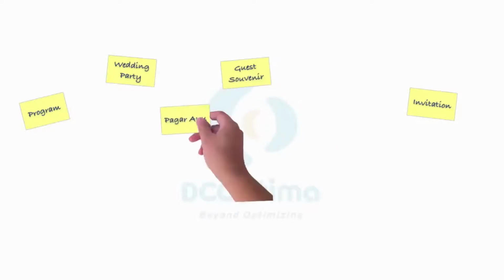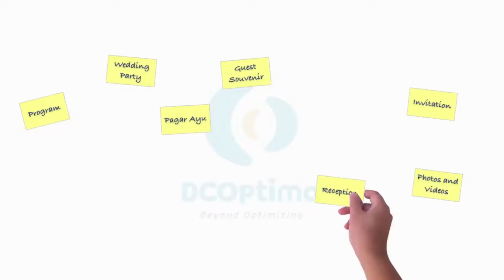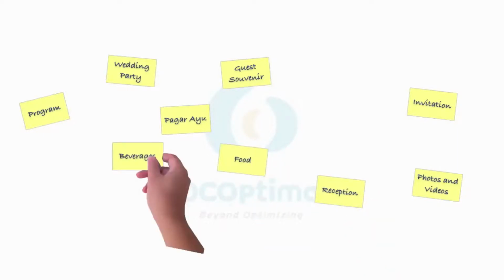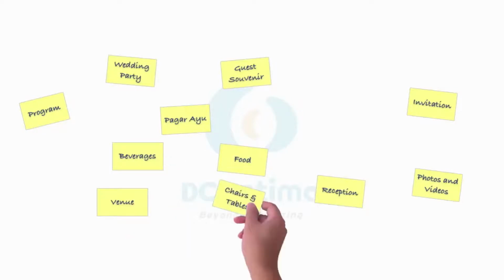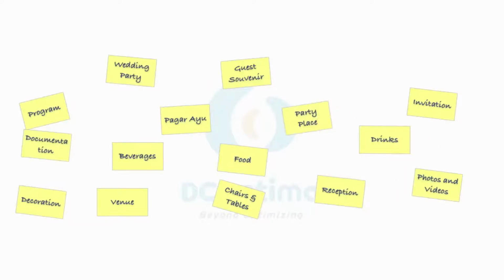Then the receptionist will be one of the deliverables. In Indonesia it is called pagarayu. We need to do the photos and videos. Oh yeah, as the major deliverable we will put reception. Of course, food would be one of the deliverables. Beverages as well. Don't forget to mention the venue, including chairs and tables. Decoration as well. How about drinks, documentation, and party place?